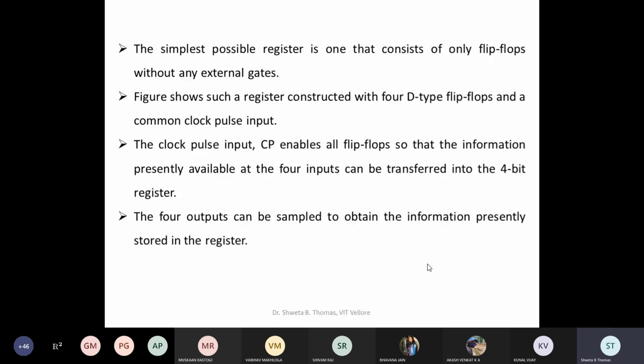The clock pulse input CP enables all flip-flops so that the information presently available at the 4 inputs can be transferred into the 4-bit register. And since all inputs we are giving parallelly, that's why it is also called a 4-bit parallel register. The 4 outputs can be sampled to obtain the information presently stored in the register. When CP is equal to 1, it will transfer the information, and when CP is equal to 0, there will be no change.